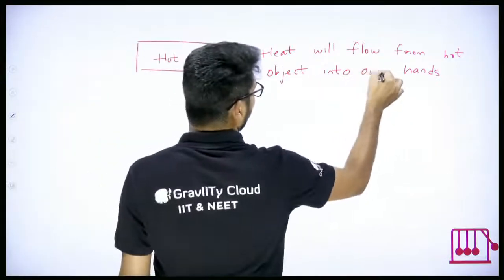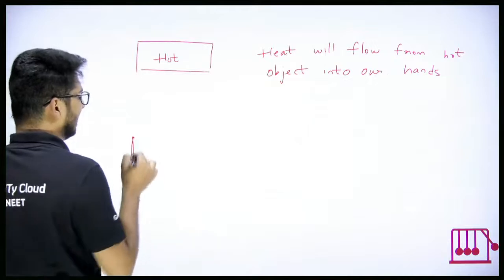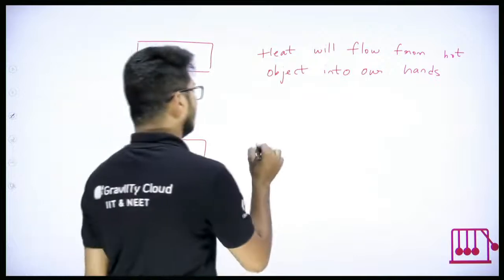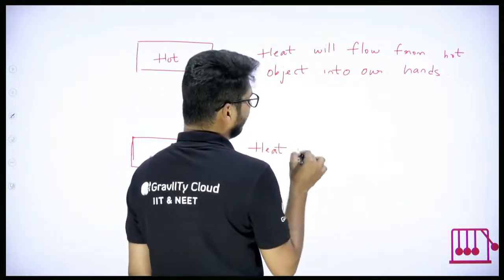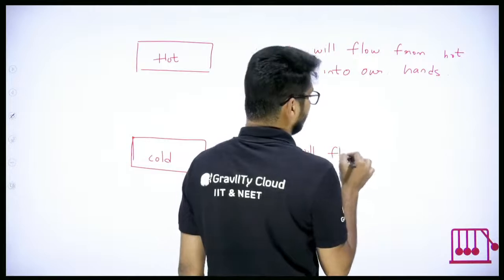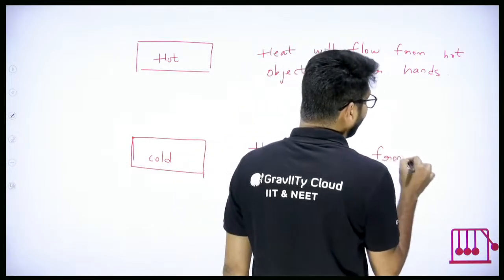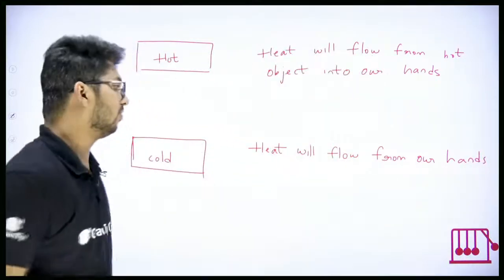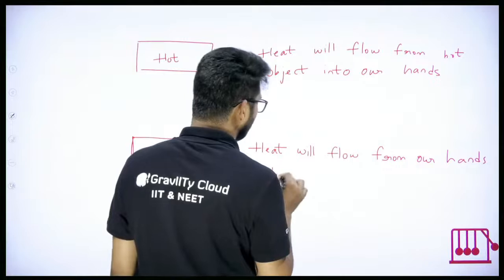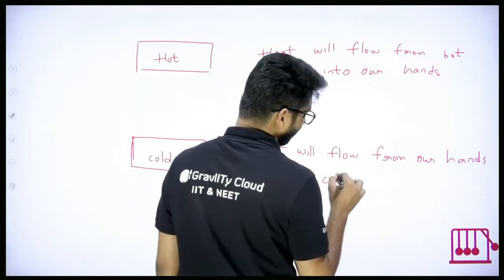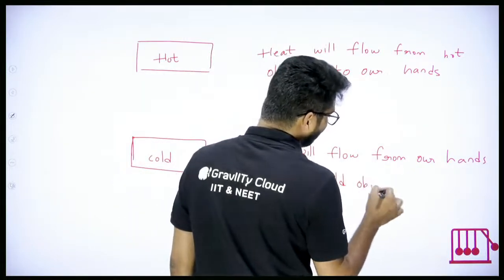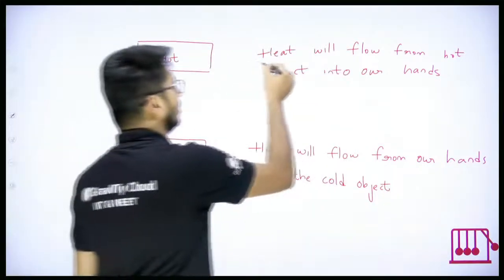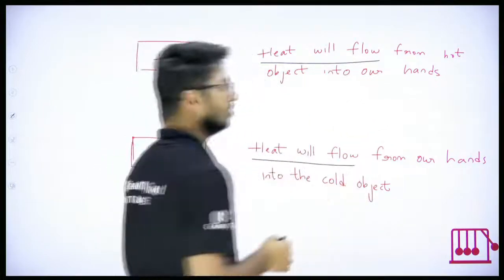Right? But the same thing when I touch a cold object. When I touch a cold object, what happens? Heat will flow from our hands. We will lose heat. That is the reason why we feel cold. From our hands into the cold object. So the main point is, when I talk about heat, I am talking about heat that flows. Heat will flow.